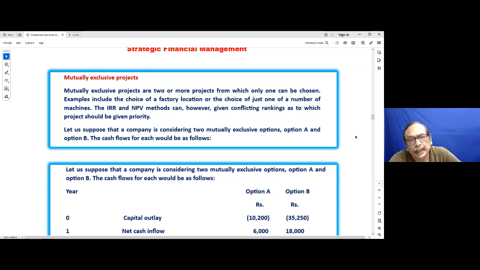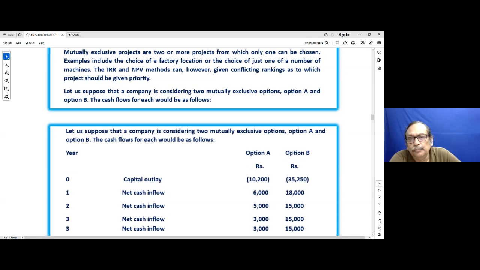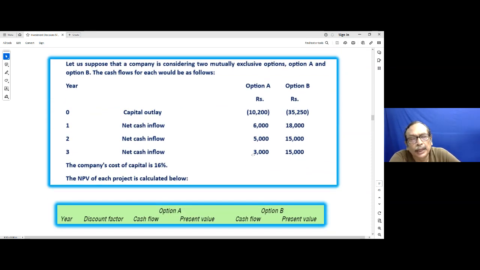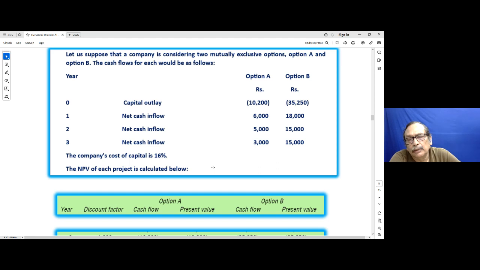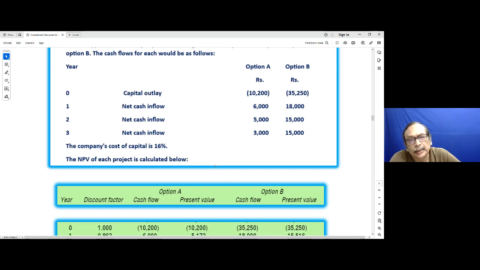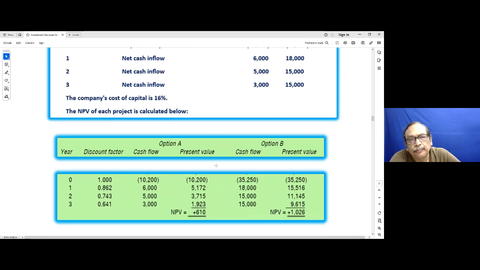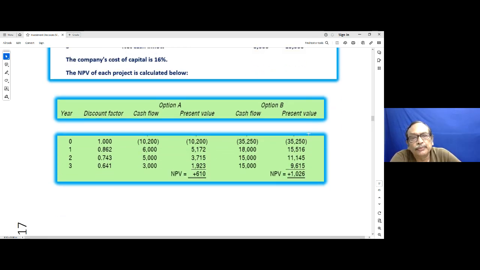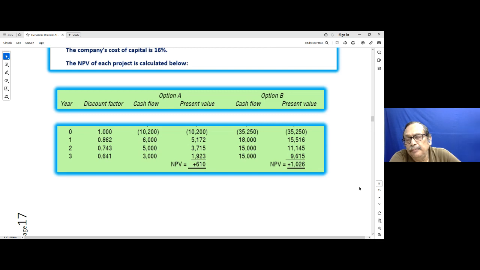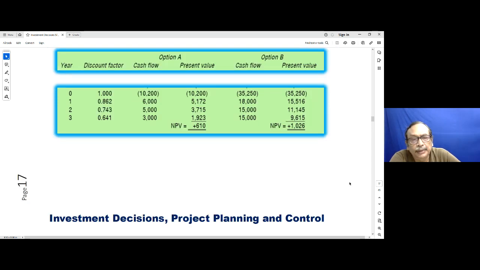Let us suppose that a company is considering two mutually exclusive options, option A and option B. The cash flows for each would be as follows. Cash outlay and net cash inflows are given for years 1, 2 and 3. The company's cost of capital is 16%. Then the NPV of the project is calculated under option A and option B, and we have an NPV that is positive 610 and an NPV that is also positive in the case of option B.